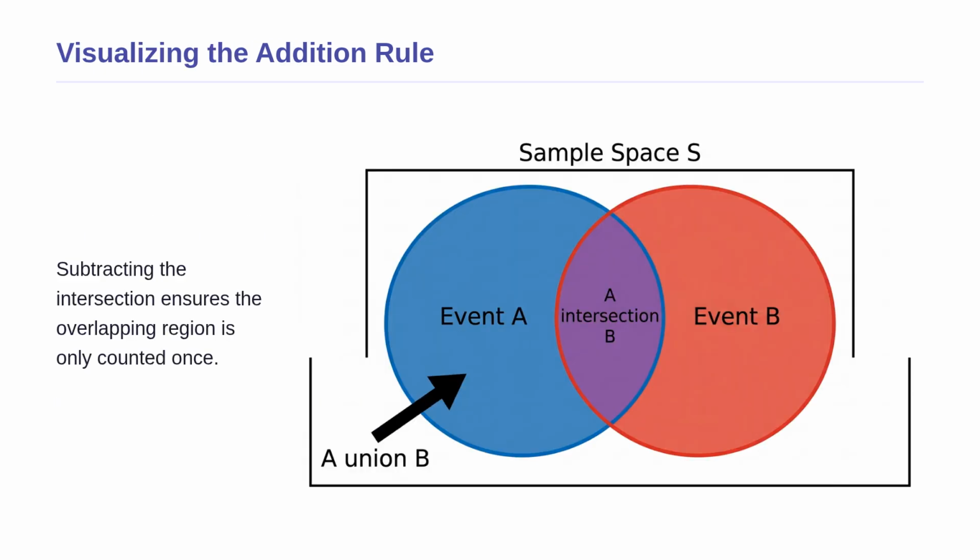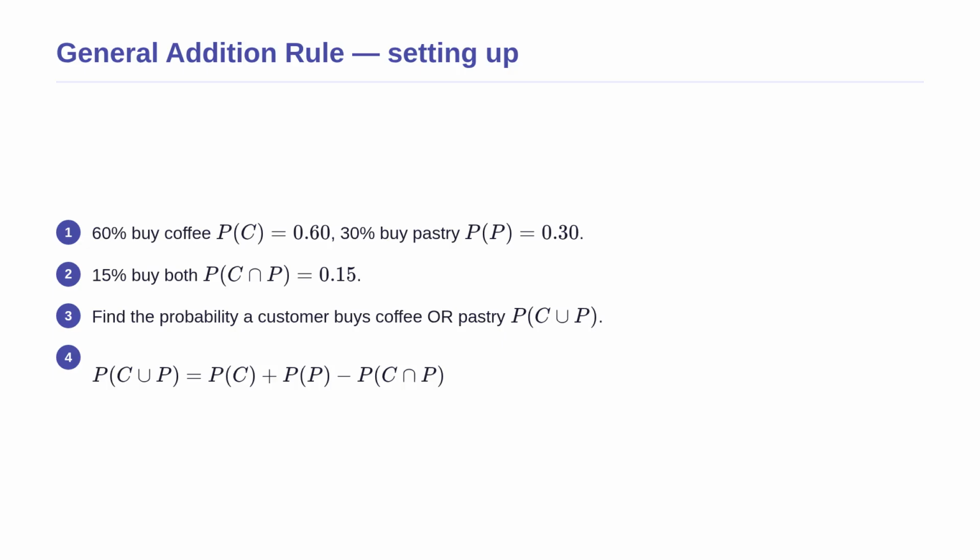Let us visualize this concept to make it perfectly clear. In this Venn diagram, you are looking at two overlapping events within the sample space. If you take the whole blue circle for event A and add the whole red circle for event B, the purple middle section gets added twice. By subtracting that purple intersection exactly once, we ensure every single part of the shape is only counted a single time. If the events do not overlap at all, the intersection is 0, and this formula naturally turns back into our third axiom. Let us apply this rule to a real-world scenario.